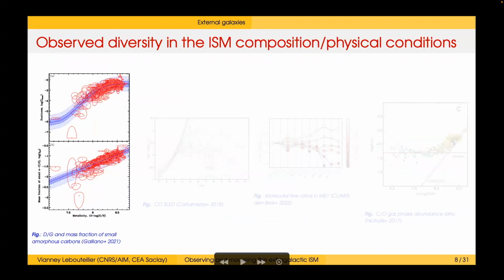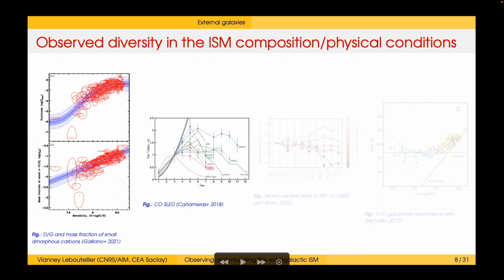These are some illustrations of the diversity in the ISM composition and physical conditions in nearby galaxies. This is showing the dust to gas mass ratio as a function of metallicity and the abundance of small amorphous carbon. This is showing the CO spectral line energy distribution in various sources, especially the high CO transitions, which reveal various heating mechanisms. For probably a lot of them, these are a mix of different heating mechanisms, such as cosmic rays, shocks, or X-ray ionization.